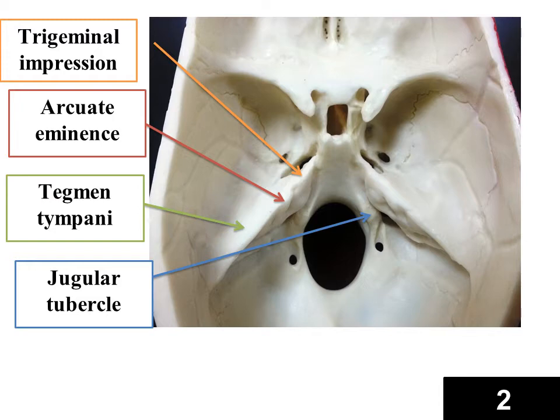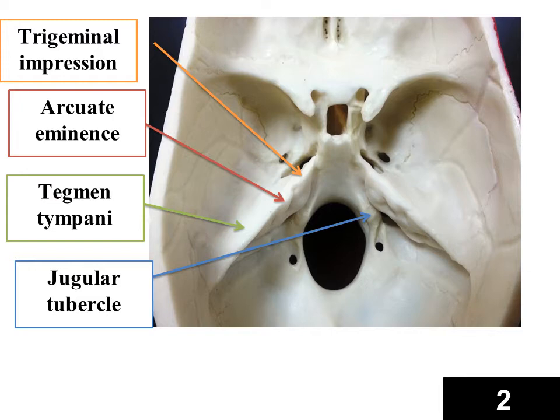You can see here the groove for trigeminal nerve, the trigeminal impression above with the orange color arrow, and you can see the arcuate eminence produced by the semicircular canal indicated by the red color arrow, and with the green color arrow the tegmen tympani, whose roof we said is, from behind forward, the mastoid antrum, tympanic cavity or middle ear, and anteriorly the auditory or Eustachian tube.